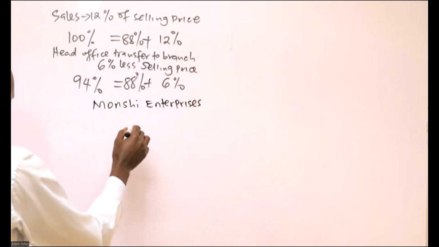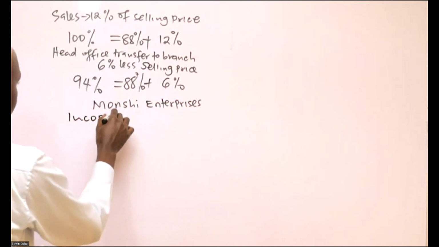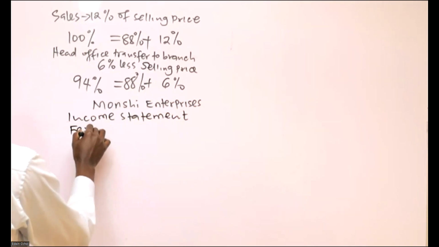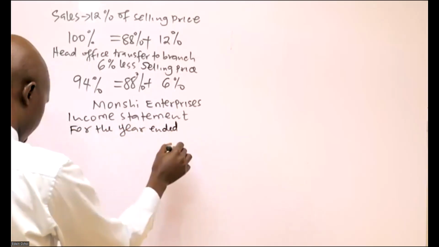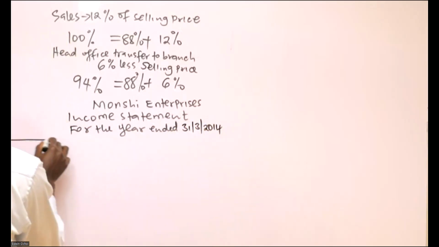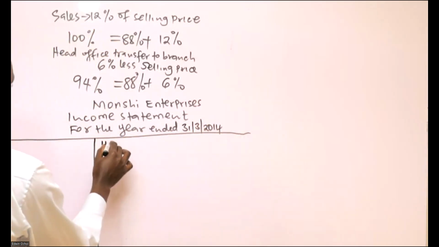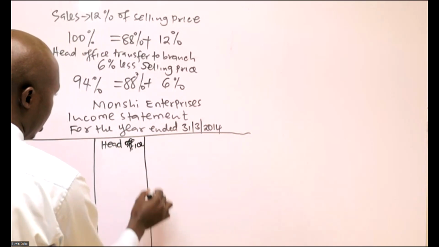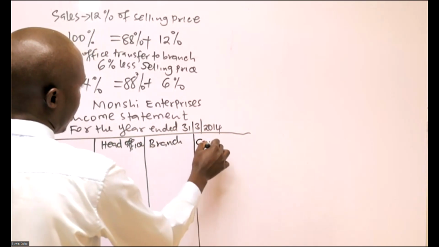Then we can say Moshi Enterprises. The first thing required is the income statement for the year ended 31st March 2014. Here we talk about Edovis, the branch, and then the combined.